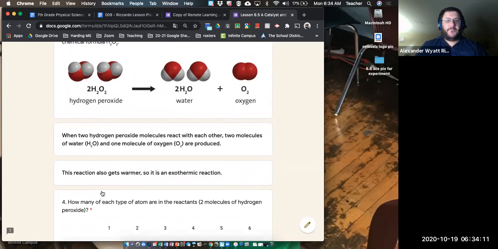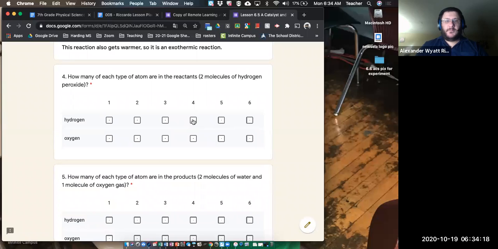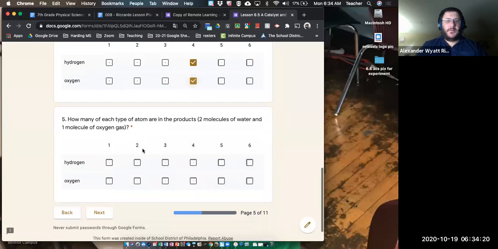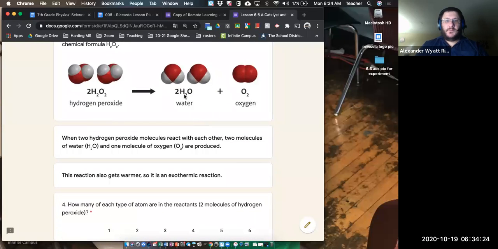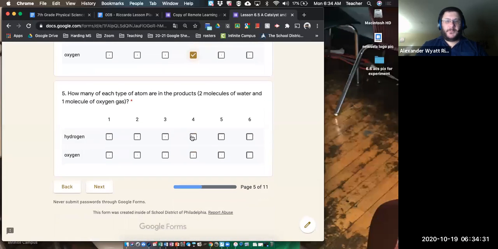How many hydrogen atoms are in the 2 molecules of hydrogen peroxide? There's four. 2 times 2 is 4. All right. How many are in the products? 2 times 2 is 4. 2 times 2 plus 2. So 4 and 4. So it's even.